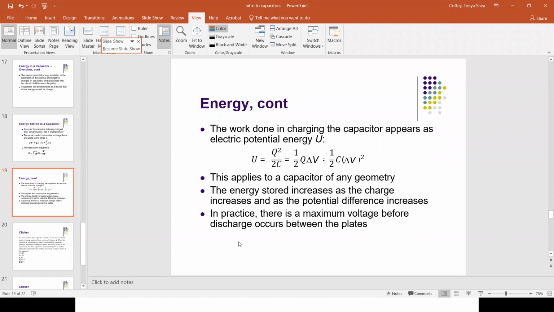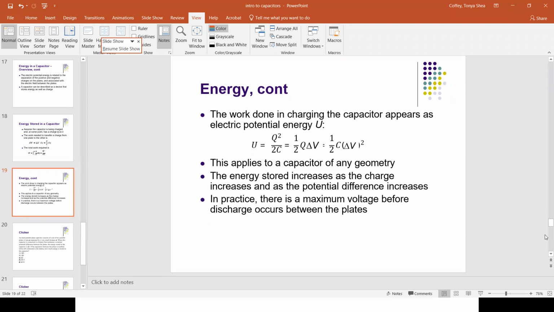Right? So you can see, looking at this equation, that the energy stored increases as the charge increases and as the potential difference increases. And in practice, there's going to be a max voltage before discharge occurs between the plates. And that's known as the dielectric breakdown. And we'll talk more about that when we talk about dielectrics.